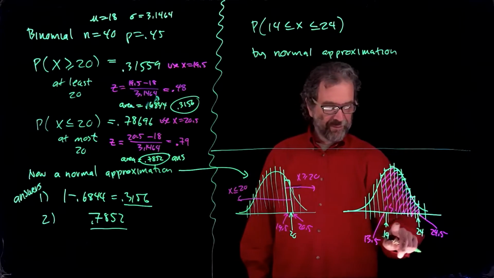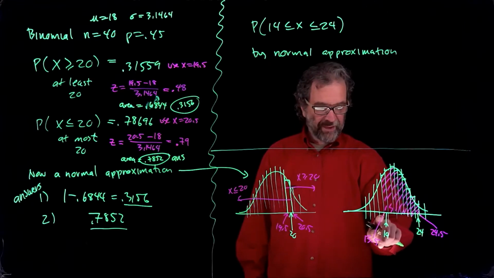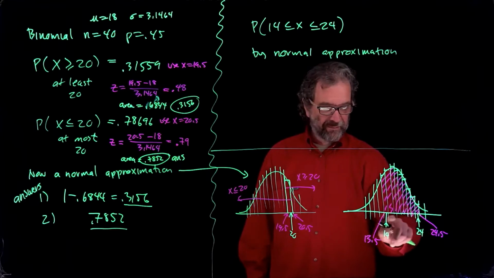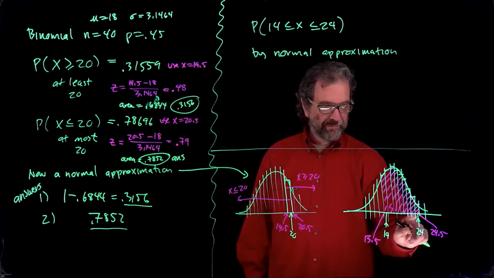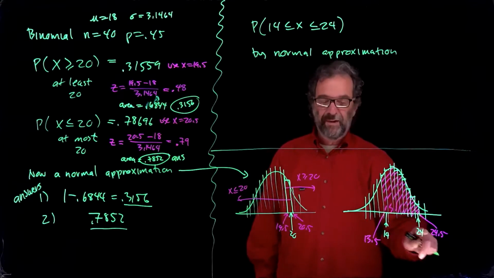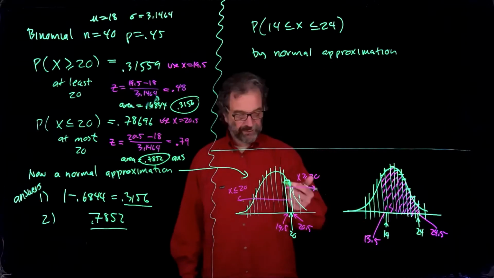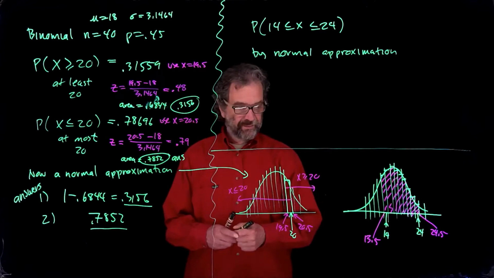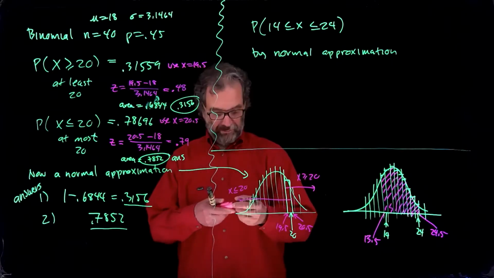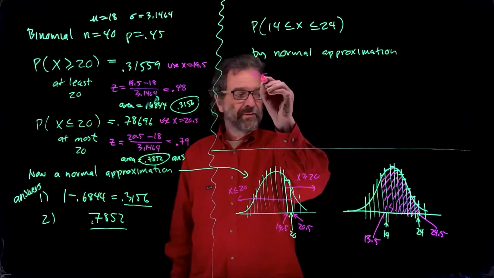To get between 14 and 24 inclusive, I have to find the area from a little bit left to a little bit right. A little bit left of 14 is 13.5, and a little bit right of 24 is 24.5. So I have to compute z's for each of those. Let's do that. So z for the 24.5.